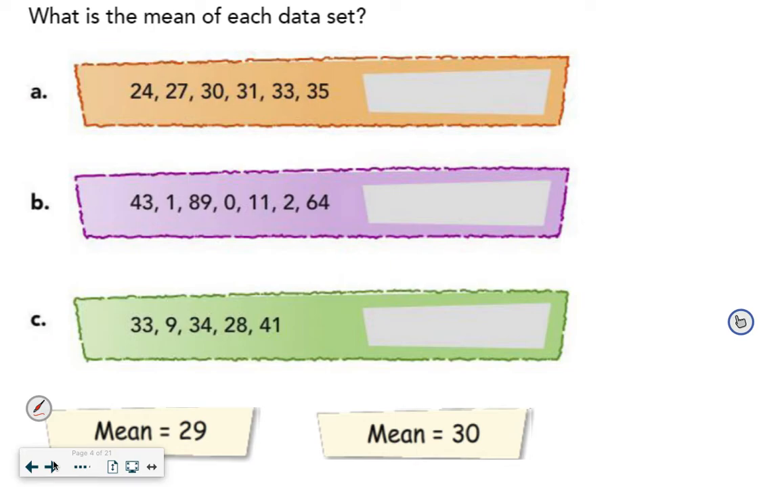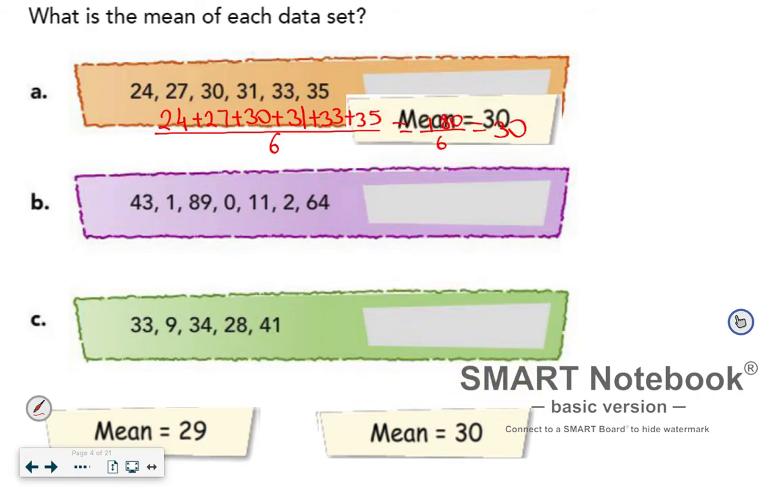For part A, you need to add all these numbers. 24 plus 27 plus 30 plus 31 plus 33 plus 35 over, how many data there are, ladies and gentlemen? 1, 2, 3, 4, 5, 6. You need to divide by 6. If you add them up, you will get 180 over 6 is equal to 30. So the mean is 30.